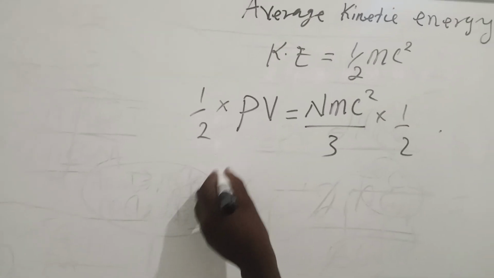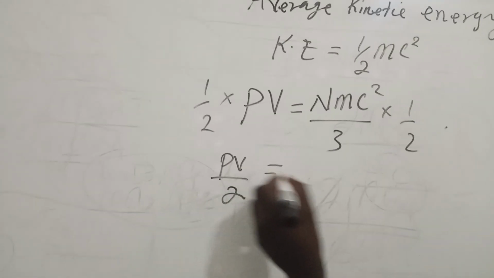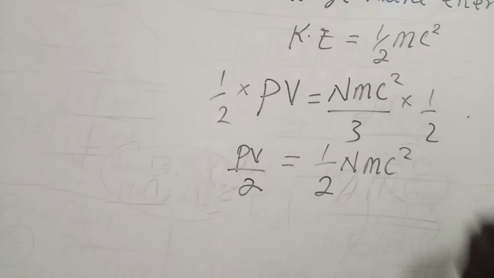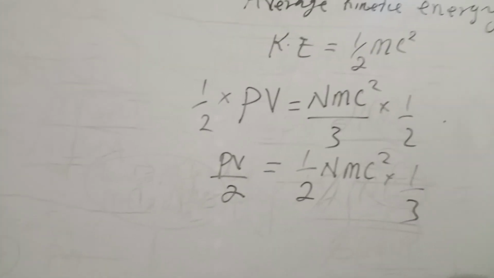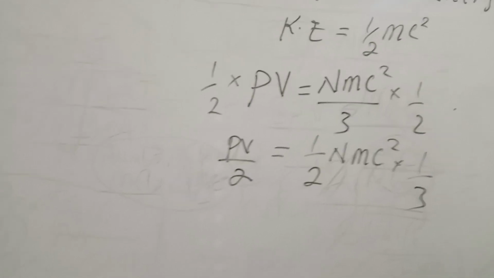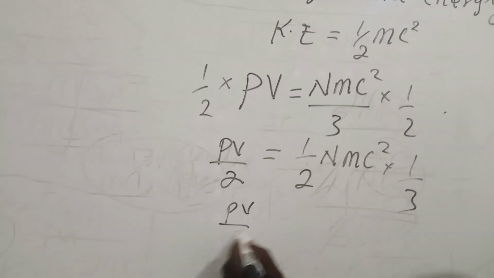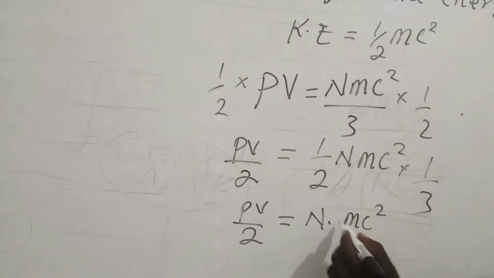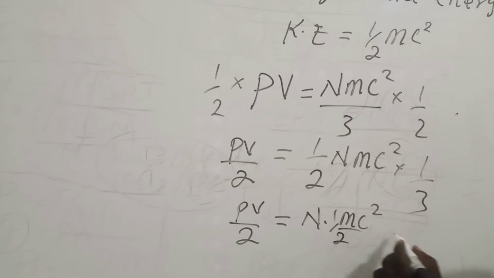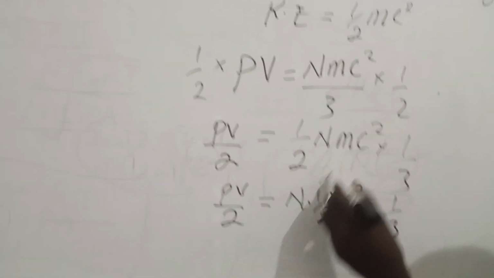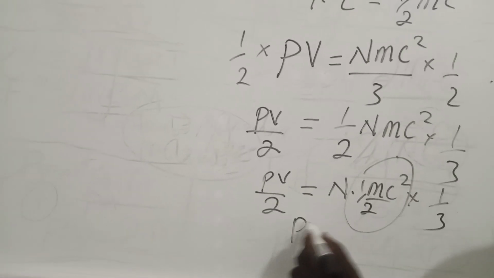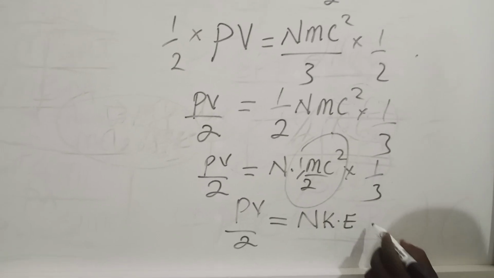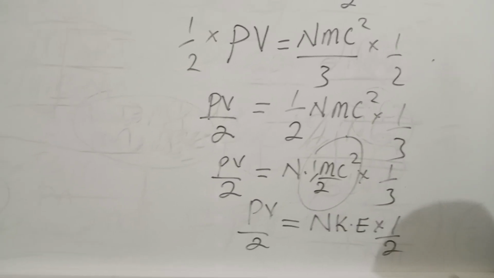Therefore we now have PV over 2 is equal to half n mc squared times 1 all over 3. So we can simply say that PV all over 2 is equal to n times mc squared, half times 1 all over 3. So this is kinetic energy. So we now say PV all over 2 is equal to n times kinetic energy times 1 all over 3.